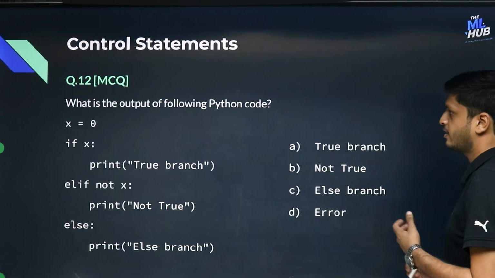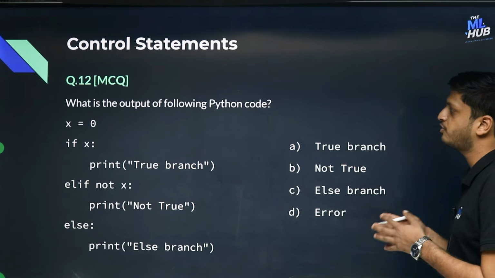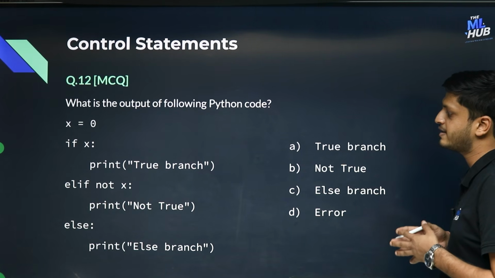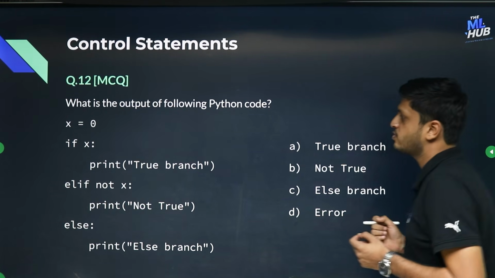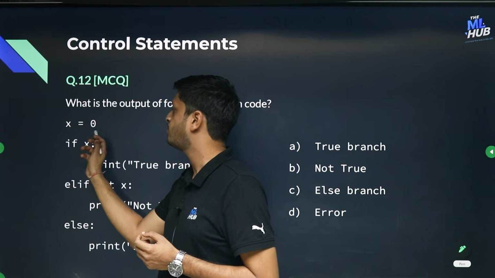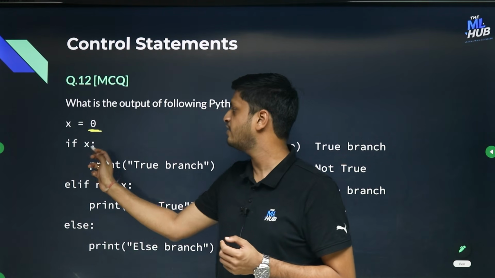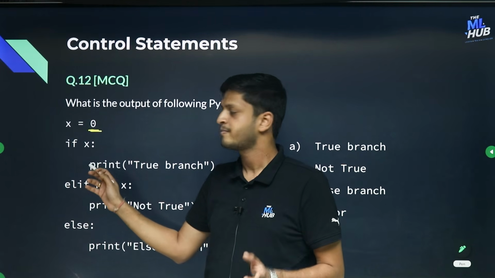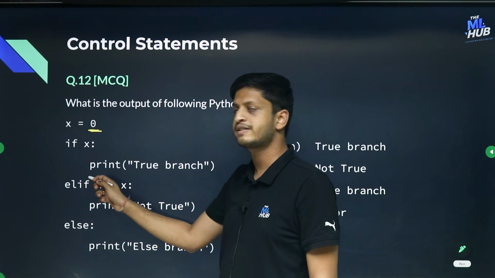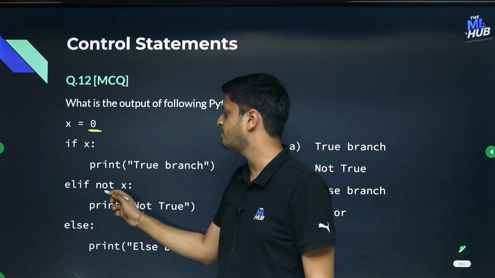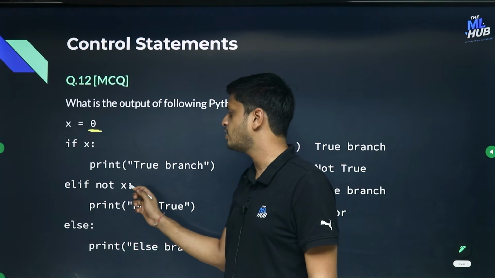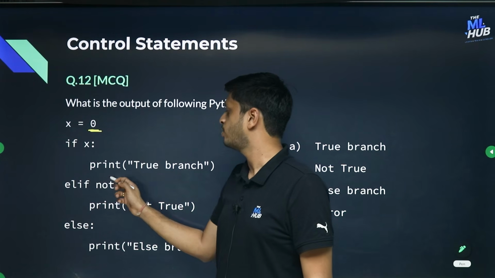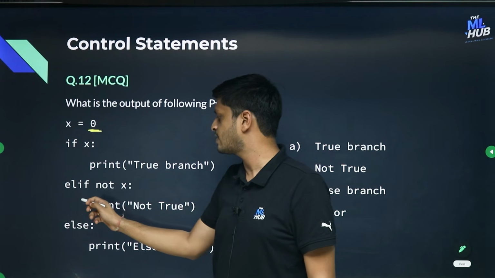Now let's look at the next question. What is the output of the following Python code? x = 0, if x, elif not x, else. Again, 0 internally is treated as false, right? So if you are writing if x, 0 will mean false, which means this condition is false. False means this condition won't execute. You will go to the next condition, elif not x. Now not of 0 means not of false. Not of false is true. So elif true, true means you will go inside and execute this code.